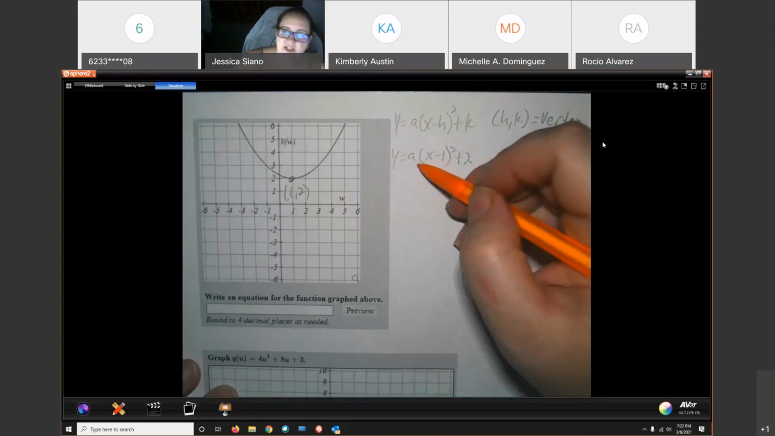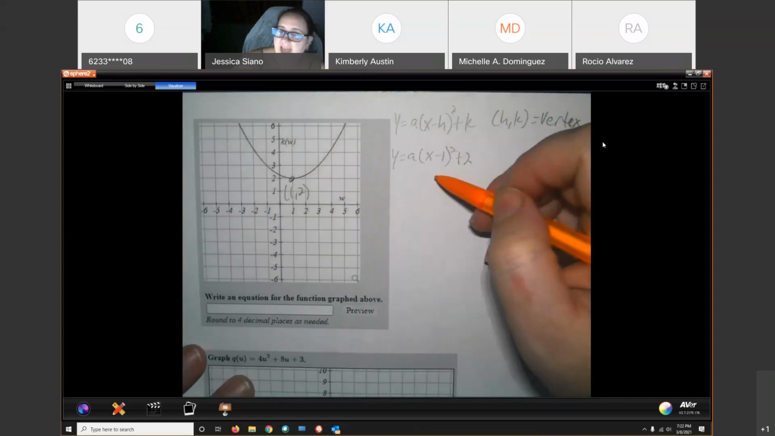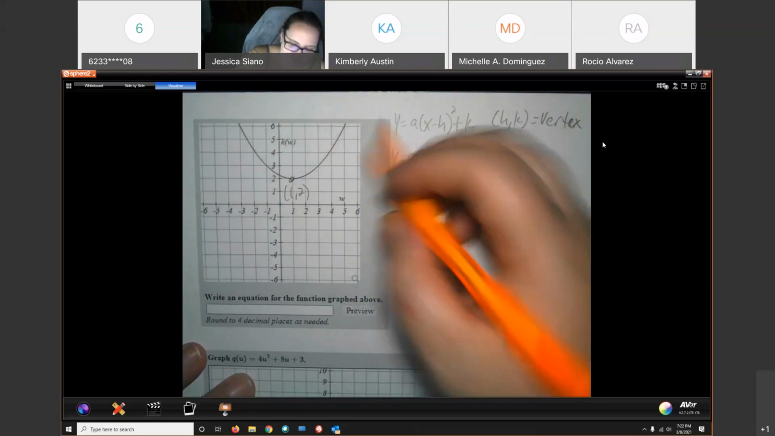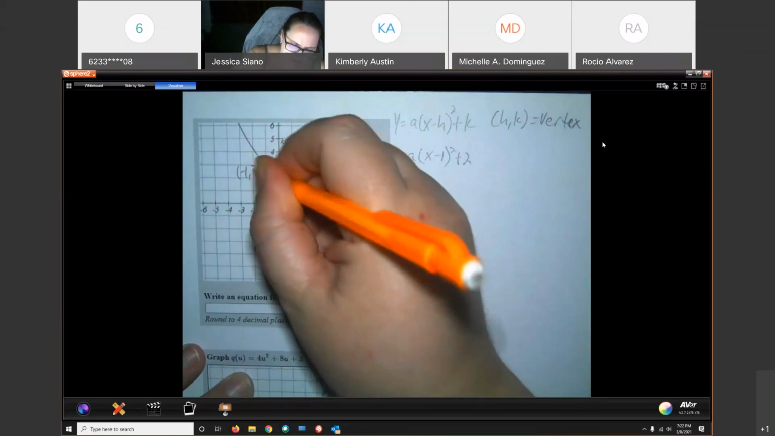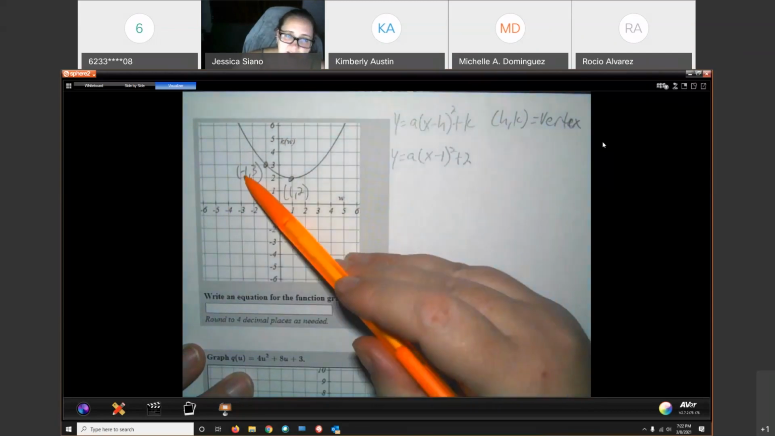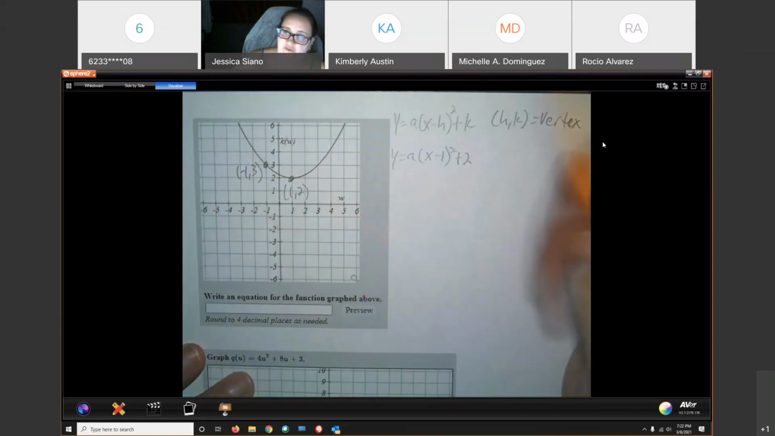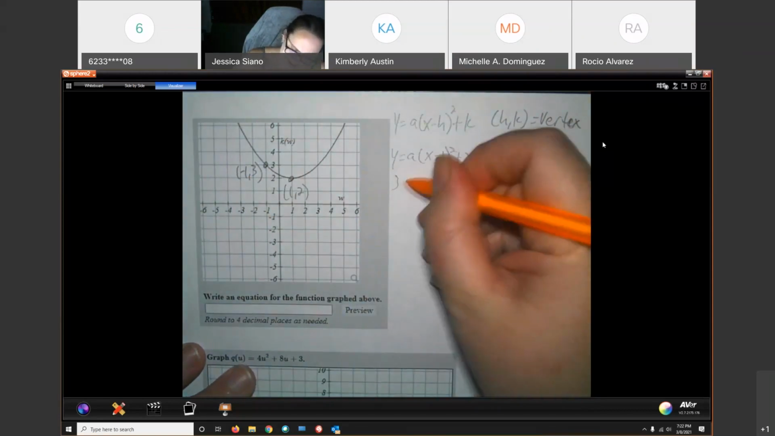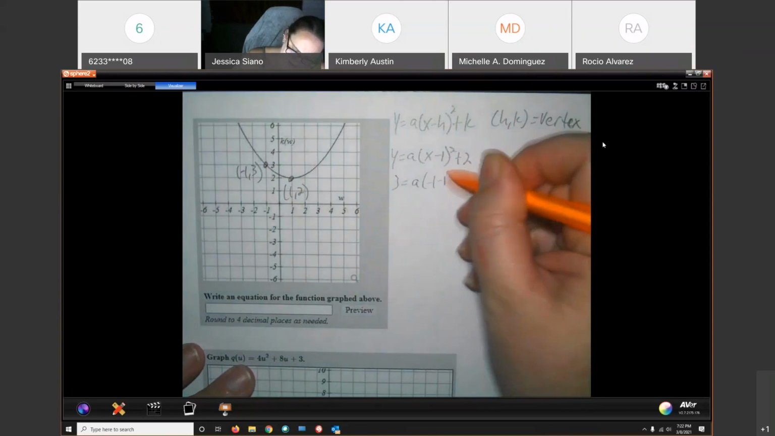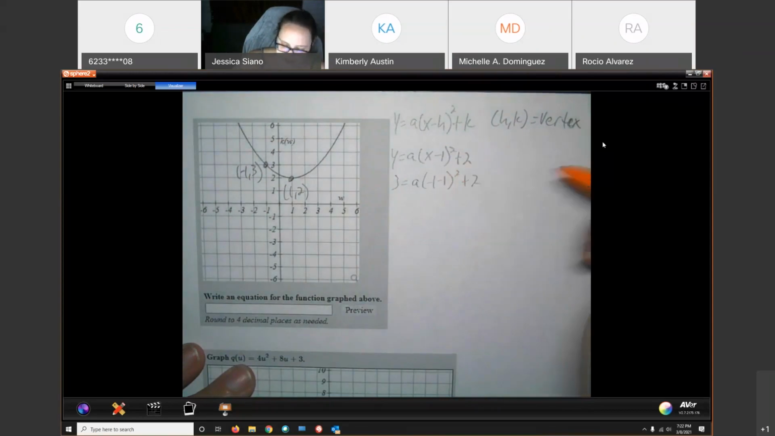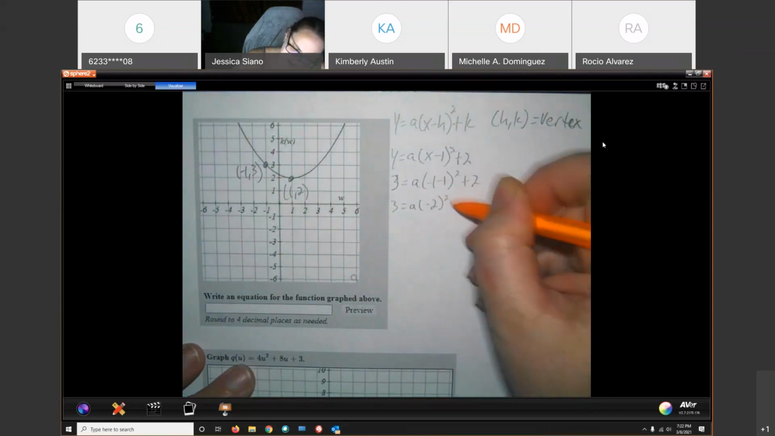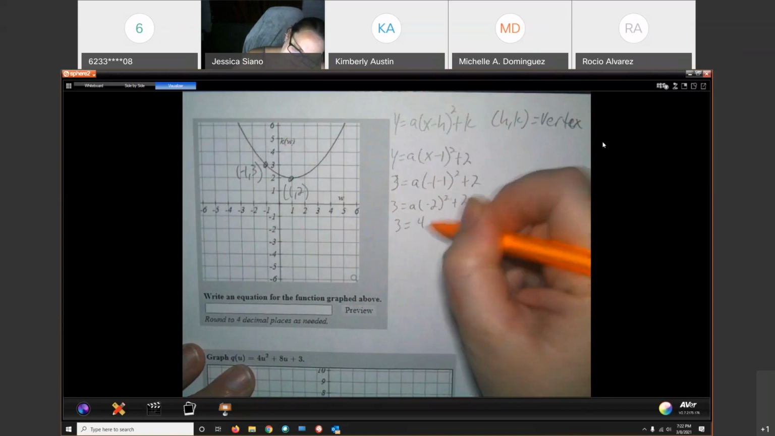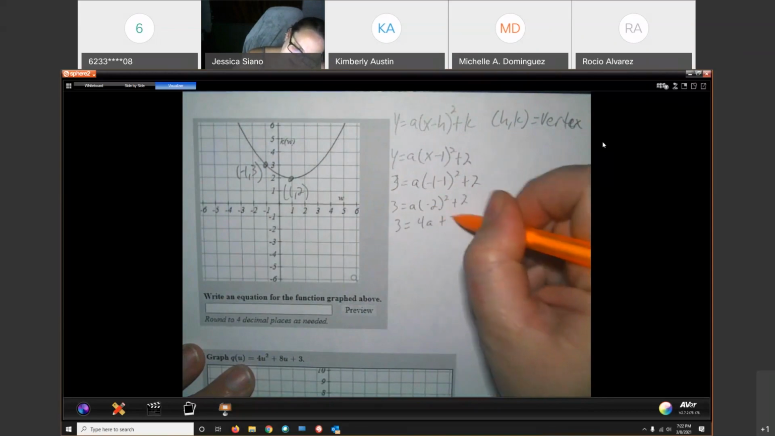And then the only other thing we need to do is find a. So to find a, pick any other point on the quadratic and plug in. So for example, I have a point right here at -1, 3. So I'm going to plug in -1 for x and 3 for y, and then I'm going to solve for a. That's going to be -2 squared, which is then going to be 4. Right, -2 squared is 4.